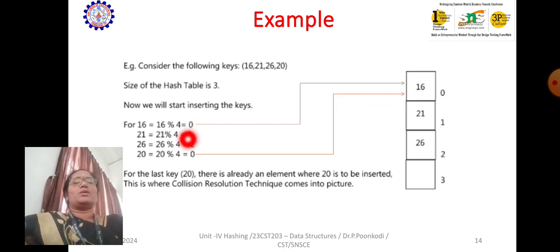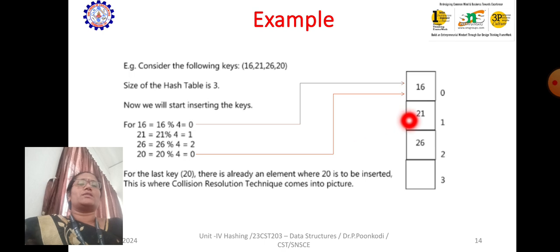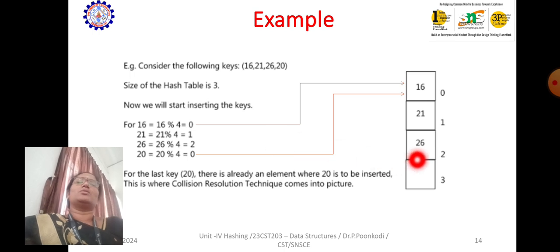The next value is 21 modulo 4. In this case we get a remainder of 1, since 5 fours are 20, so the remainder is 1. So 21 gets stored at index position 1. The next one is 26. 26 divided by 4: 6 fours are 24, so the remainder is 2. So this value gets stored at index 2.